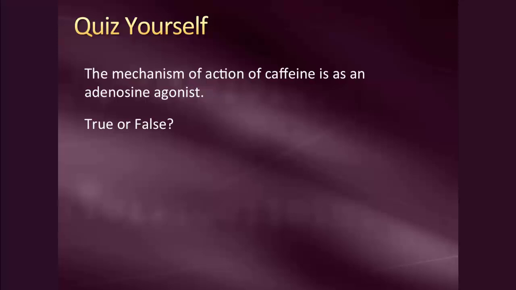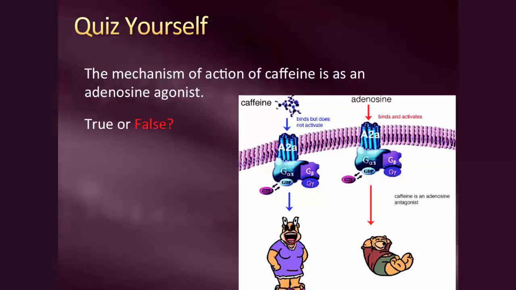The mechanism of action of caffeine is as an adenosine agonist. True or false? False. Caffeine is a competitive antagonist to adenosine. It competes for the adenosine receptor but does not activate it.